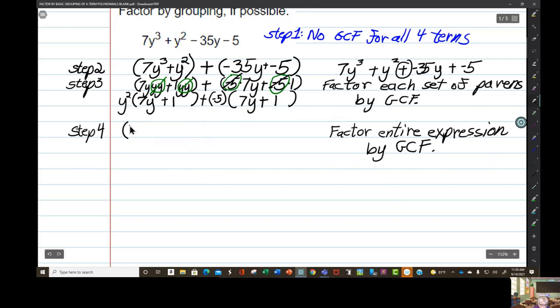So 7y plus 1, and then I mark through them. That is the terms that are in parentheses. And then times y squared minus 5. Plus minus is minus.